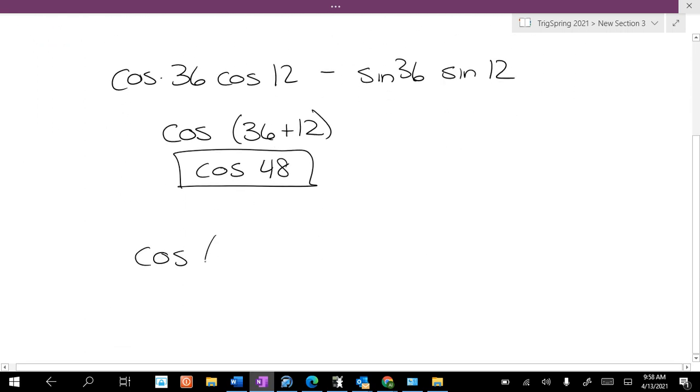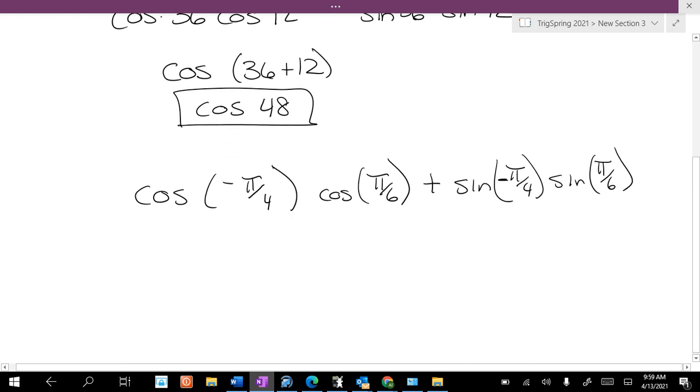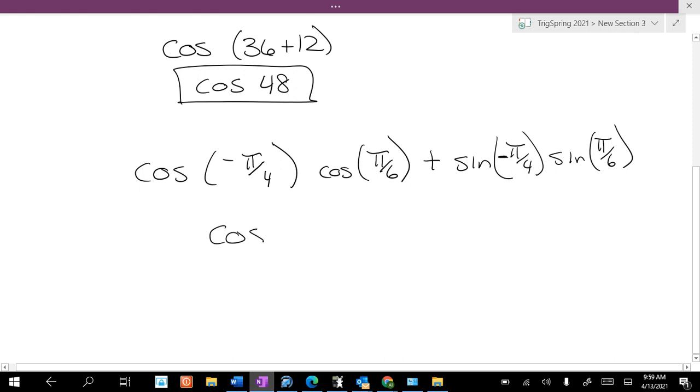The cosine of negative pi over 4 cosine of pi over 6 plus sine of pi over 4 sine of pi over 6. Oh, negative pi over 4. There we go. So this would be the cosine of what and what and what? What would you do here?